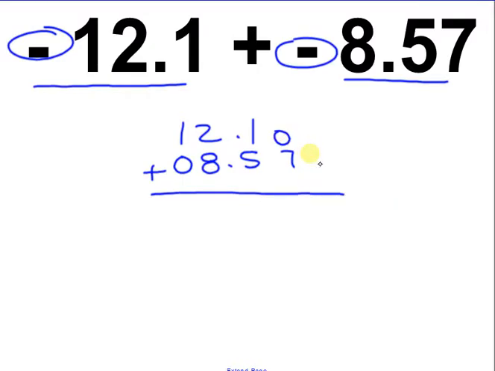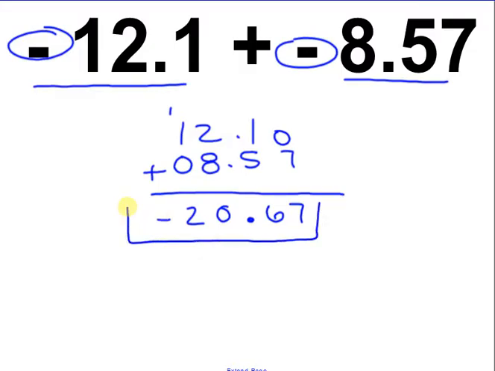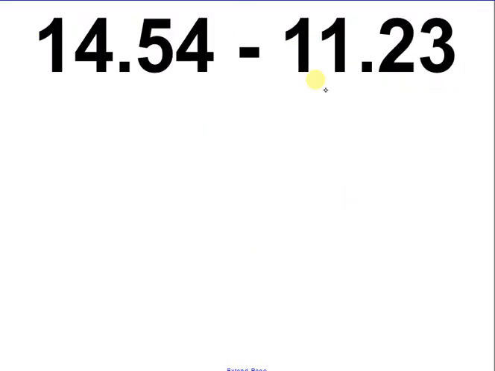Those placeholders are important. We use them in comparing decimals and in ordering decimals, and they're very important in adding and subtracting as well. 7 plus 0 is 7. 1 plus 5 is 6. Bring down your decimal point. 8 plus 2 is 10. Carry the 1. 1 plus 1 plus 0 is 2. Now we added, but don't forget to keep. You're going to keep the negative sign. So your answer is negative 20.67.